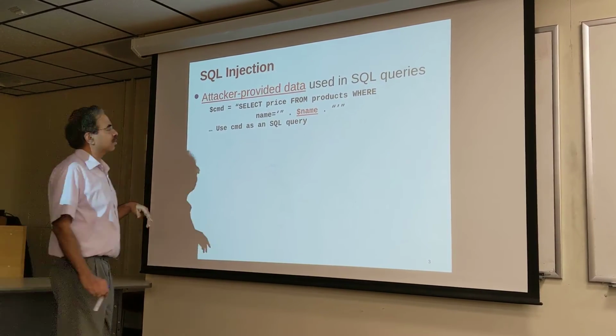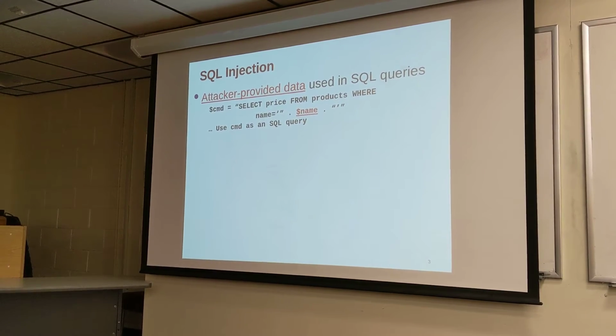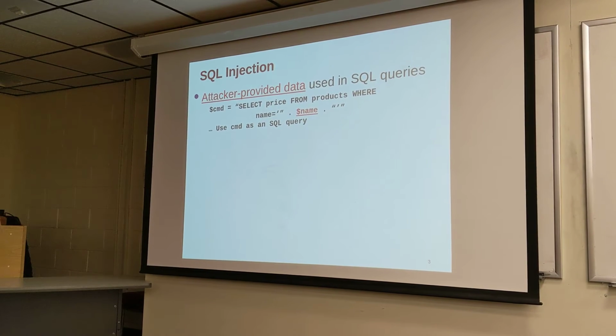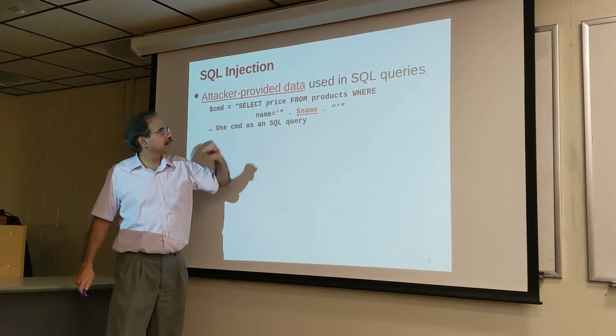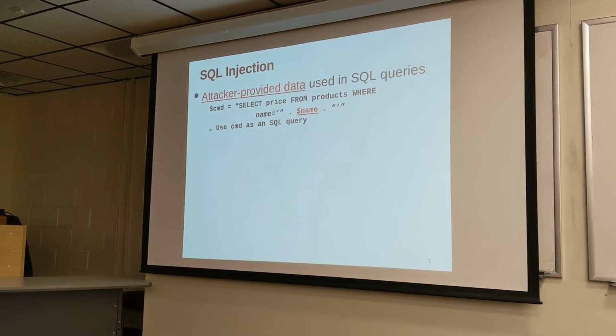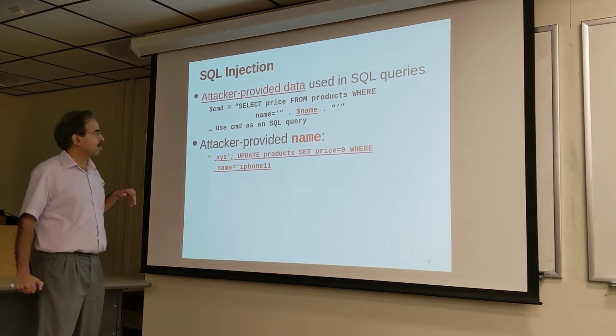So one of the form fields is extracted on the server side, and it is used to construct the query, right? You can see that the user is trying to maybe buy a product, and that product name is extracted from the form and is concatenated or spliced into the string, and then the result is used as an SQL query, right? Except that the attacker can provide something that the programmer didn't quite anticipate, right?